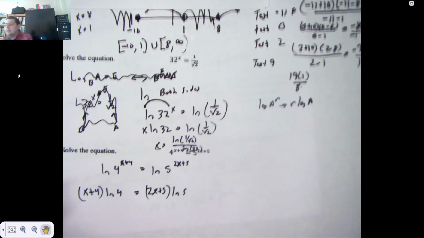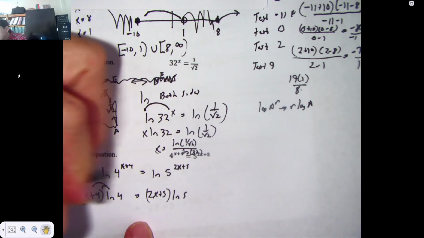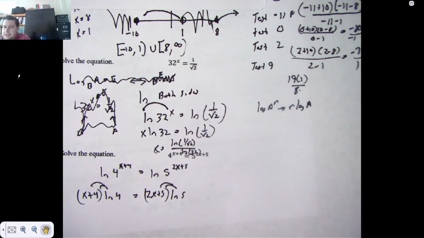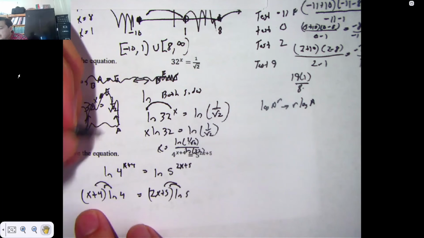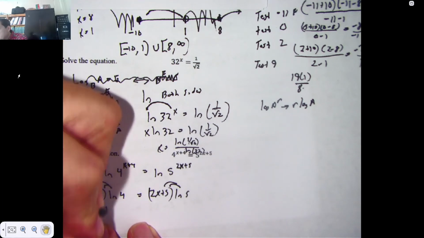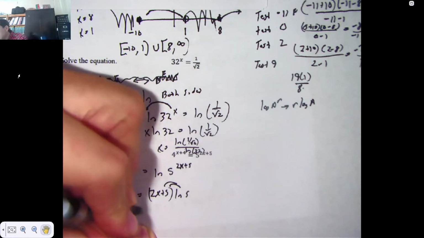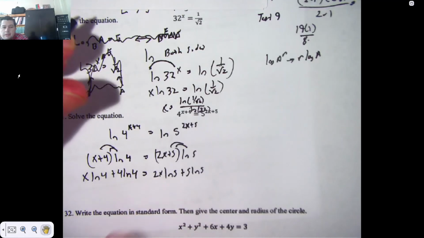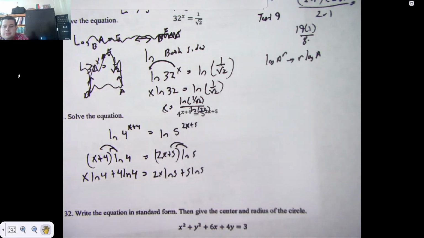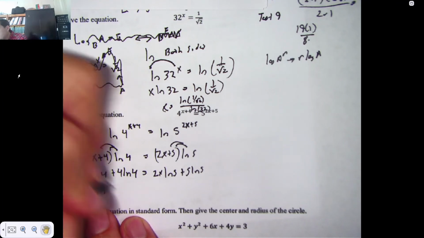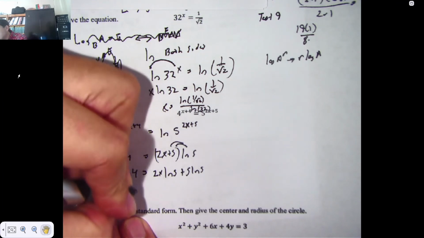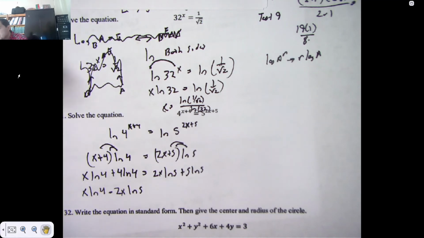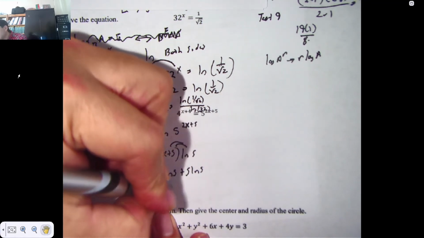And then I get to use what's called the distributive property. And I know that just the fact that we're talking about a natural log just throws kids off, but whatever. I would have x natural logs of 4 plus 4 natural logs of 4 equal to 2x natural logs of 5 plus 5 natural logs of 5. And I'm going to get my x's on one side and my numbers on the other. That's it. x natural logs of 4 minus 2x natural logs of 5, because those contain x's, is 5 natural logs of 5 minus 4 natural logs of 4.